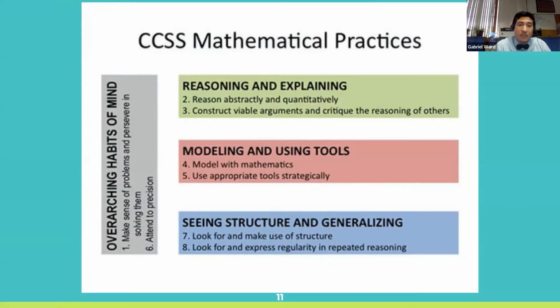So one of the first things is to say reasoning and explaining. We want our students talking quite a bit in math, and we want to make sure they feel comfortable explaining the rationale, not only behind why they're doing things, but what they're doing.